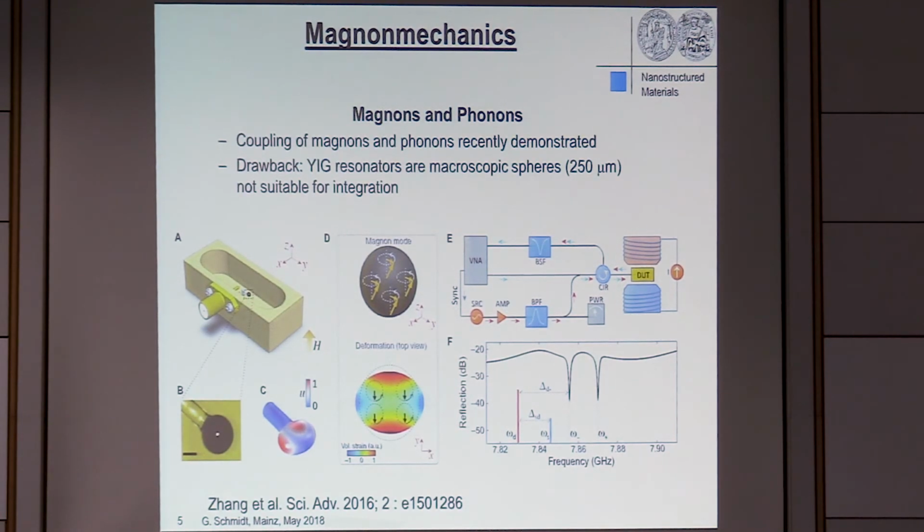And I'm always thinking about integration. So I want to make things small. Things should be scalable. You should be able to pack them close together. Because if you need one large YIG sphere to work on one qubit, and you need hundreds of thousands of them, then you have to make the YIG sphere smaller, or you need a different shape.